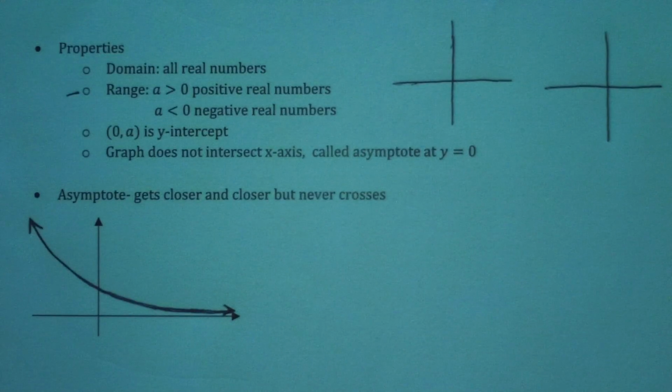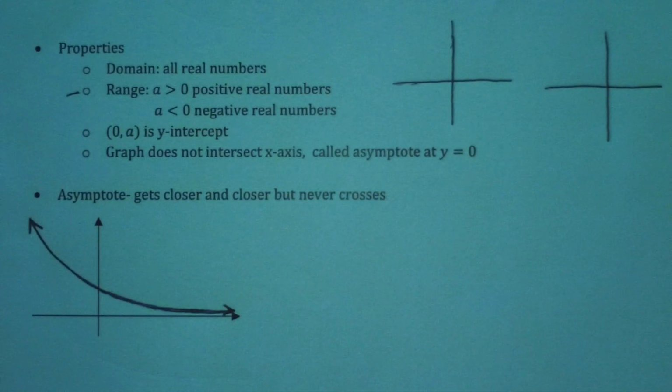Say I have, just as a little example, y equals positive 1 times 2 to the x. Our A value is positive, so this would go with that one right there. Your graph is going to look something like that. So that's why it's positive real numbers, because it's all of your values on top of that line. Now your other one looks a little goofy.